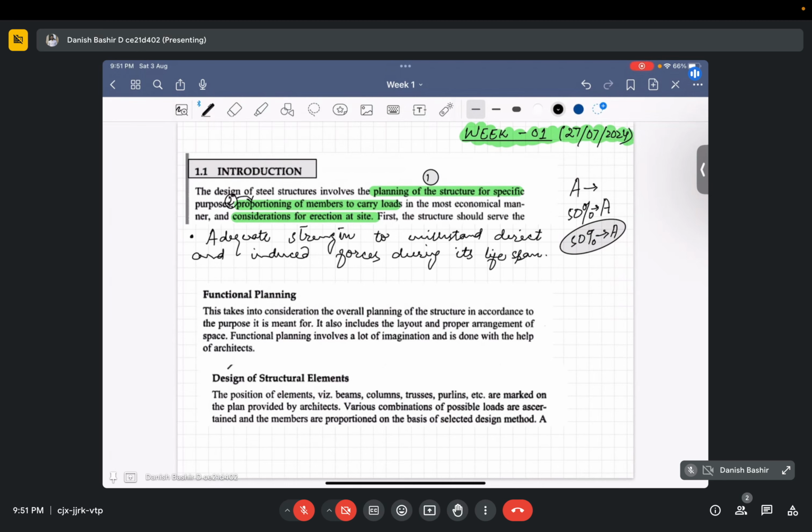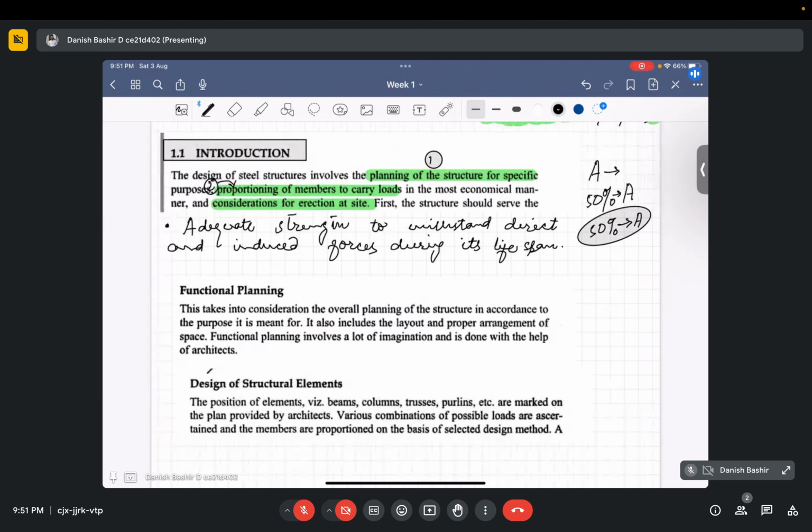So in a nutshell, the design of steel structures usually includes, first, functional planning, and then the strength of the materials and the design methods. So what is functional planning? Functional planning takes into consideration the overall planning of the structure in accordance with the purpose it is meant for.